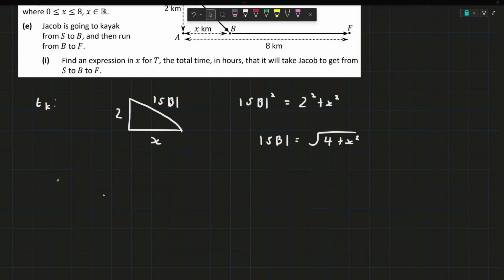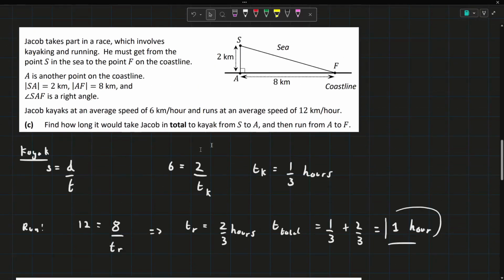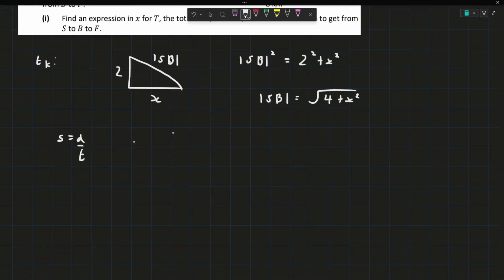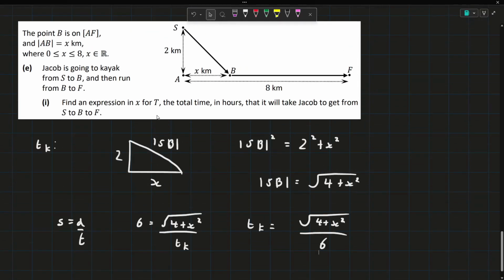Then remember that speed is equal to distance over time. So remember that the speed for kayaking is 6 kilometers per hour. So we can say that 6 will be equal to the distance, which is root 4 plus x squared, all over time, which we can call tk. So that means that tk will be equal to root 4 plus x squared all over 6. So that's the time for the first part of the journey. They want the total time, sorry.